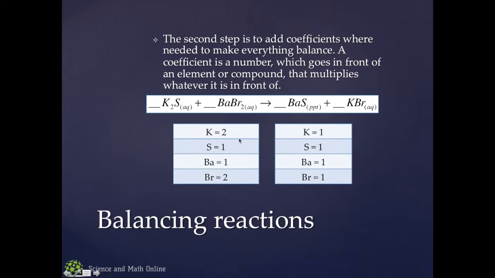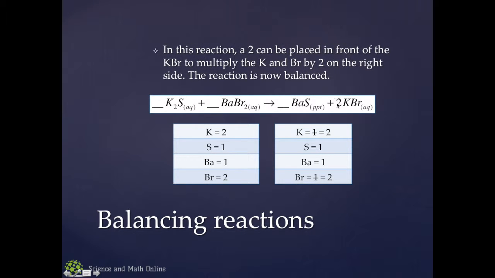So my potassiums are not balanced. I've got 2 on this side, 1 on this side. So I need to add a coefficient to multiply my potassium to get 2. So what I'm going to do is I'm going to put a 2 right here. By putting a 2 in front, it multiplies the potassium by 2, giving me 2, so that these are now balanced. But it also multiplies the bromines by 2. And now this bromine on this side is also 2, because 2 times 1 is 2. Okay? And so you got to keep in mind that coefficients are going to change everything that they're in front of, not just the one element that you're looking at. Well, in this case, that balances this reaction out.